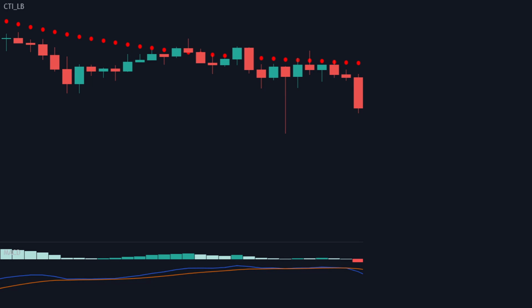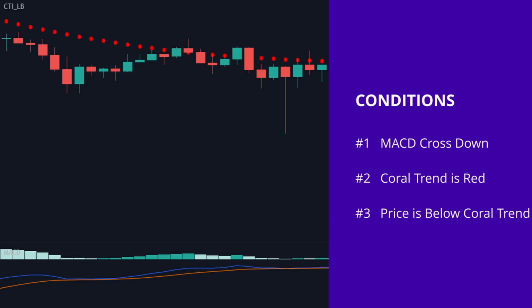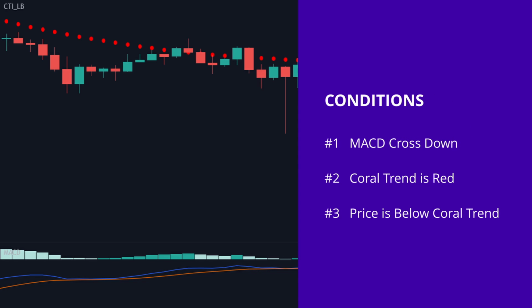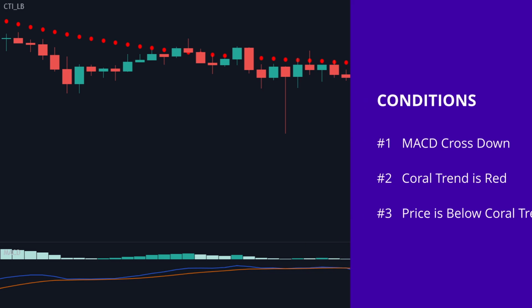This will be our first short trade example. The conditions are a reversed version of our buy conditions. First, the MACD lines must cross down. Second, the color of Coral Trend must be red. Third, the price must be below Coral Trend.